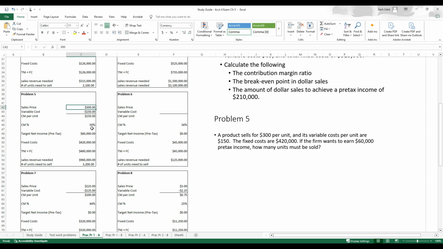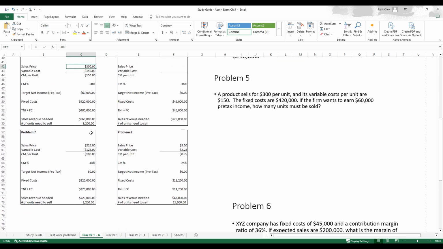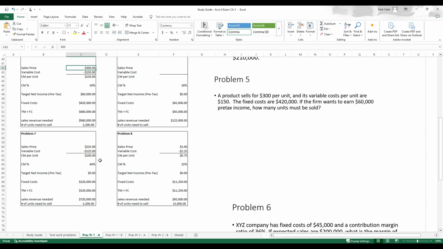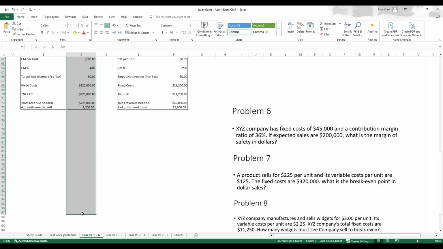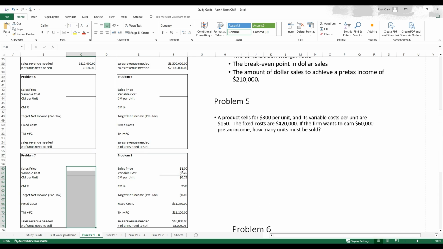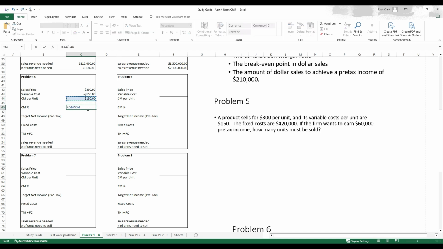So let's walk through this same process. Sorry, let me delete out some of these. I had left these in. Bear with me, I'd rather have them empty so we can do them together. So in problem 5, we have $300 of sale price. Variable costs are 150, so 300 minus 150 gets us 150. So we can already see that's a 50% contribution margin ratio.